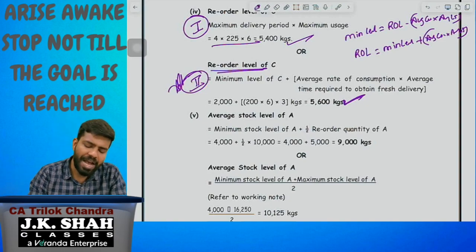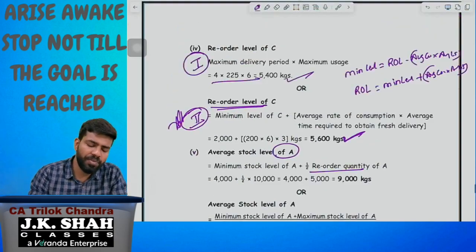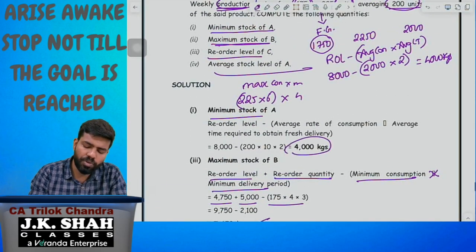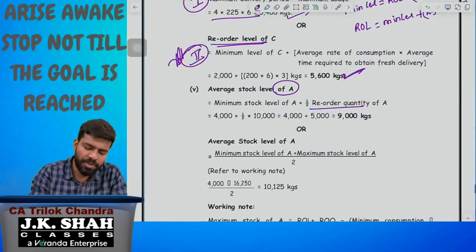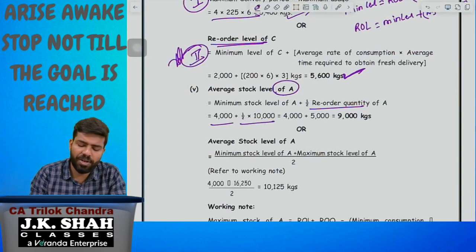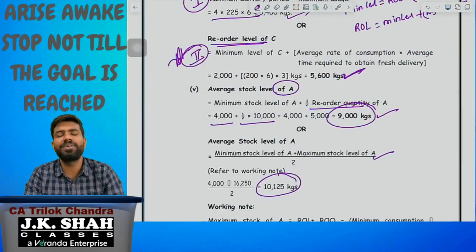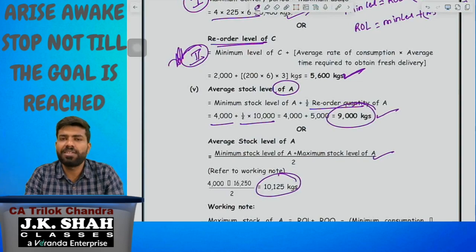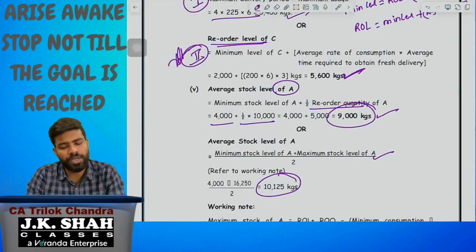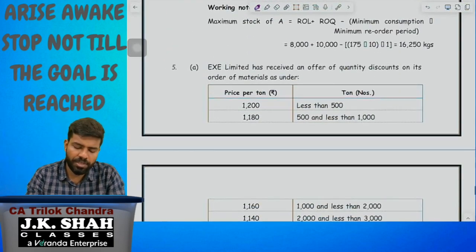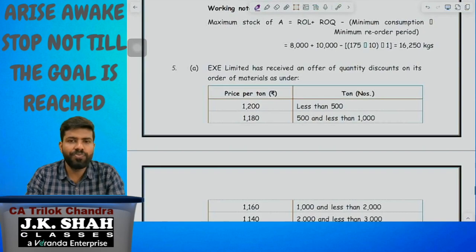Okay, next. Average stock level, minimum stock level plus half ROQ of A. They are asking for A. Minimum stock level, we calculated in requirement 1, 4000 kgs. I am taking the same here. Half of reorder quantity, that is half of 10,000, 9000 kgs. Minimum level plus maximum level divided by 2, that is 10,125. Answers are different. I already mentioned this point. Answers will be different. Okay, now. So this is the answer for the question number 4.